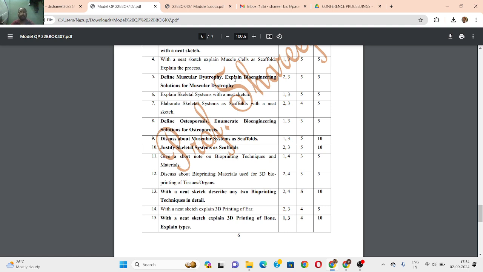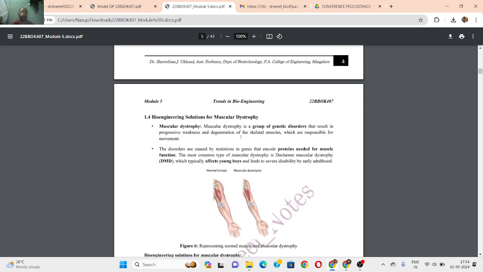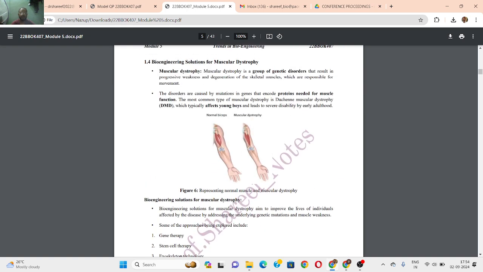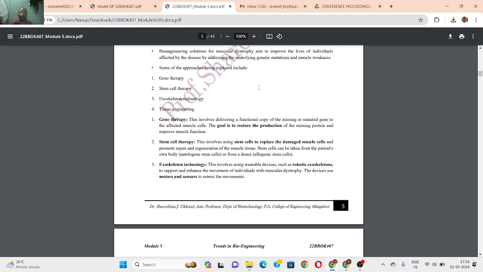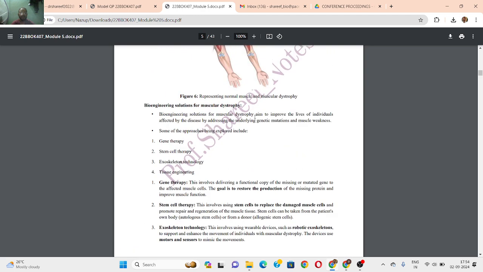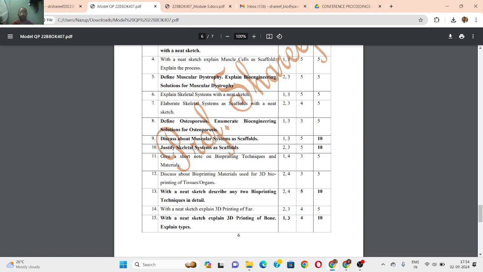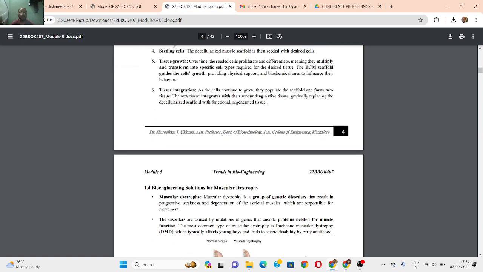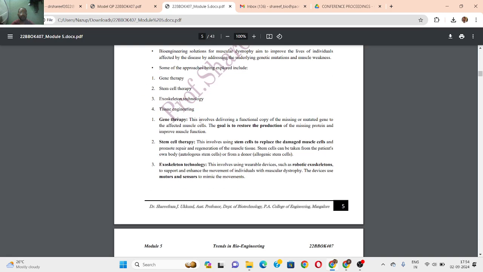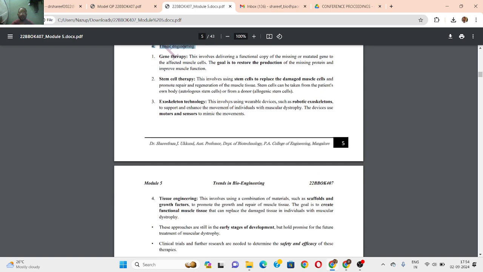You need to define it, for which 1 mark will be there. Next, the bioengineering solution will have 5 marks. So you need to define this for 1 mark. Now, bioengineering solutions, so many things are there for muscular dystrophy. So muscular dystrophy, what is it? You define it, 1 mark you will get, and these 4 things: gene therapy, stem cell therapy, tissue engineering. All the 4 things will carry 1 mark each.